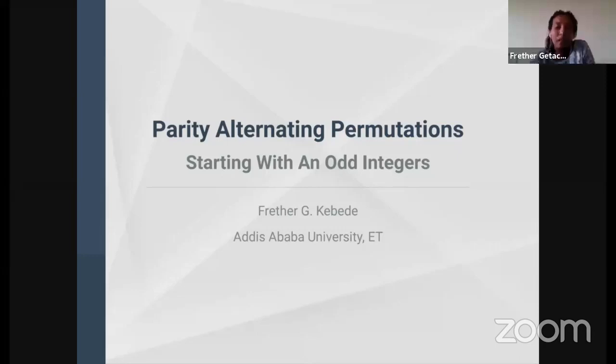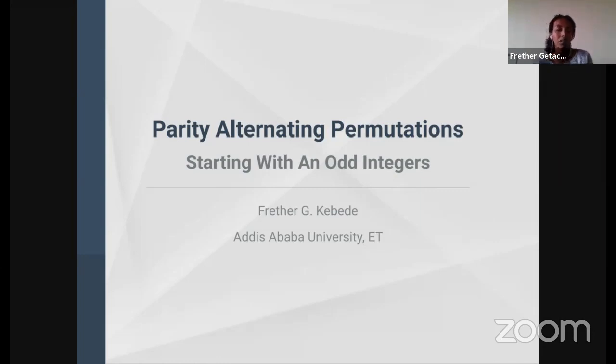Before I go through my presentation, I'm hoping that most of you know about permutations and derangements, but I'm going to say something about permutations. Permutations are arrangements of objects. If the objects are a set of natural numbers from 1 up to some positive integer n, then we can take it as a bijection from this set to itself.